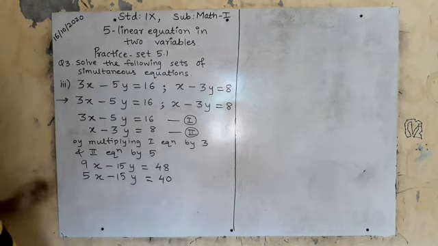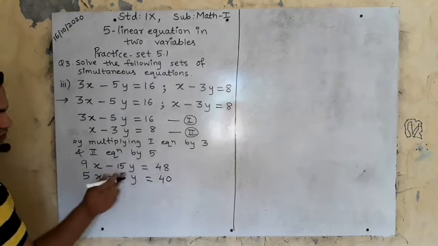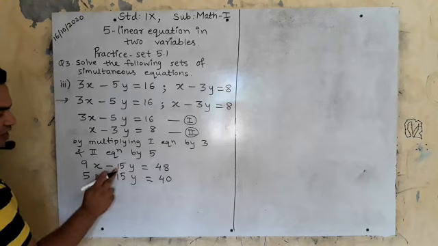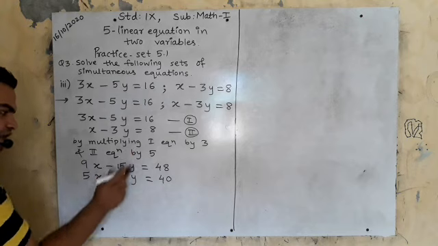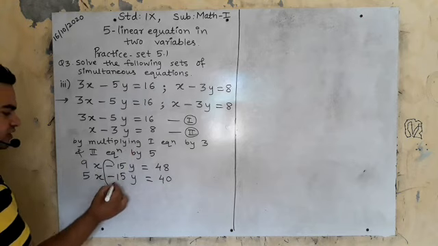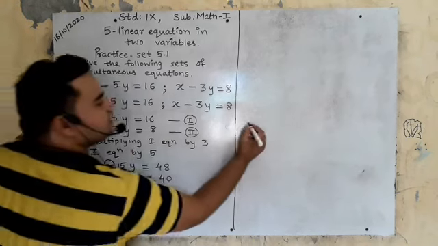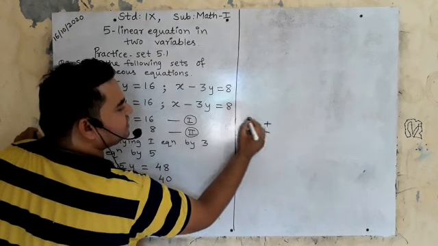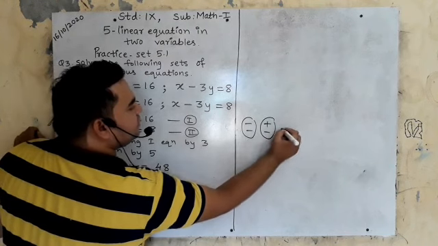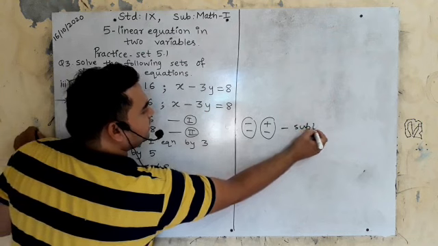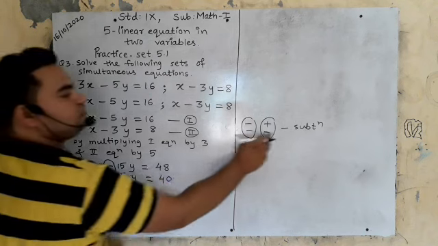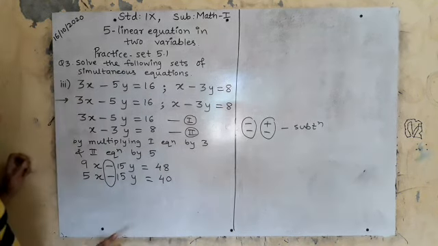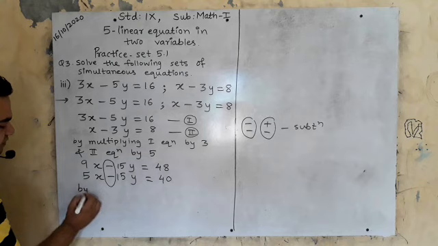Now what do you see here? The coefficient of y is 15 and the coefficient of y is 15. Now they are the same, so we can eliminate y, but what about the sign? Both the signs are the same. If both the signs are the same, then what you will do is subtraction only. When both the signs of the eliminating variable are the same, we will do subtraction only. So by subtracting we will write it.